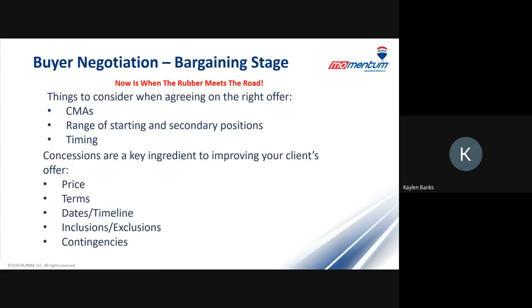So once you've gathered the necessary information and prioritized it for your clients, it's time for the offer to be sent. So start the bargaining stage by anchoring your offer based on what you feel is near the lower end of the seller's zone of agreement. Some things to consider when agreeing on the right offer, maybe CMAs or just different comparables, range of starting and secondary positions, or just a timing need. Some other questions that you can ask to ensure your buyer understands the optimal price point for the initial offer.